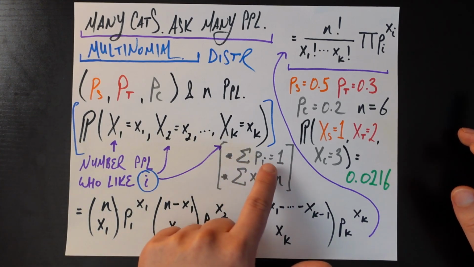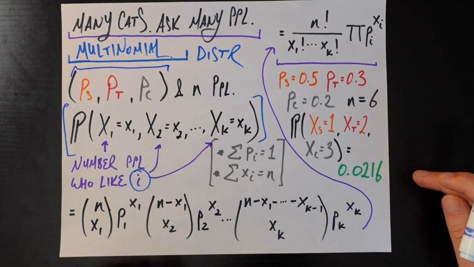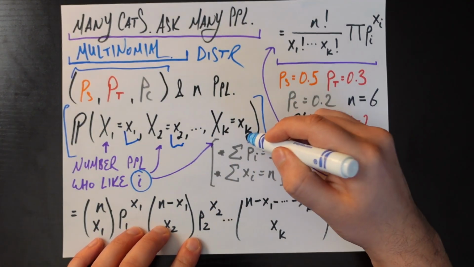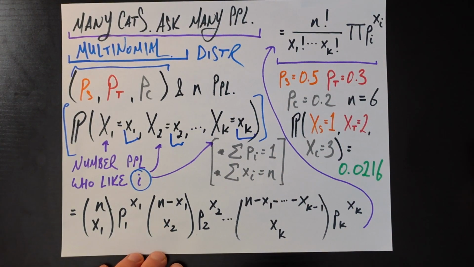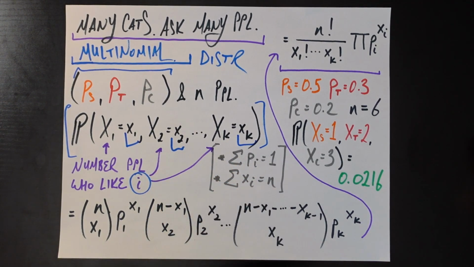So as we said, these probabilities must add up to 1, for the same reason they had to add up to 1 in the categorical distribution we just talked about. And also these x sub i, so x1, x2, all the way to xk, where k is the number of categories you have, in our case 3, the sum of those counts needs to add up to n.